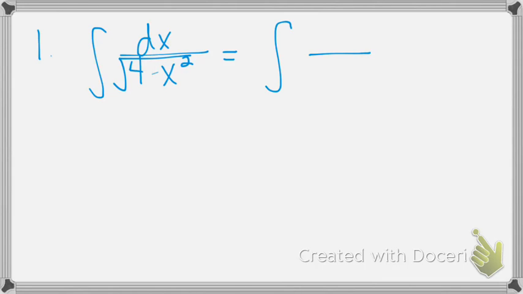I'm not going to worry about that dx. I'm just going to leave it as a 1. That dx is out there to the side. I'm going to factor out the 4. And when I do that, I get a 1 minus, when you factor out a 4 out of x squared, that's x squared over 4.